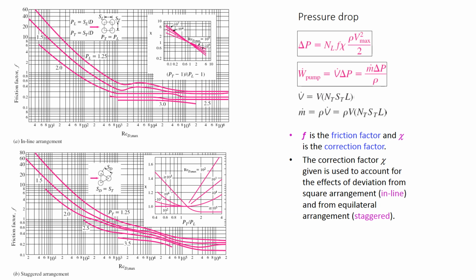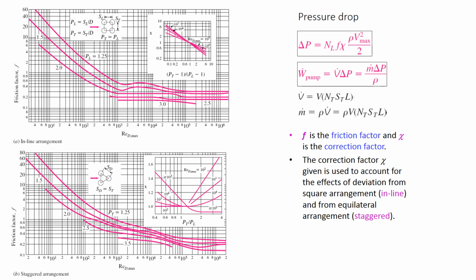Another important parameter for flow over tube banks is the pressure drop and also the work of the pump. As you can see here, the pressure drop is delta P equals N_L, the number of tube rows, times f, the friction factor, and chi, the correction factor. So we have two new parameters here, the friction factor and chi, the correction factor, times rho V max squared, the maximum velocity of the fluid flowing in the tube banks, divided by 2. From this equation, you can calculate the pressure drop along with the friction factor.